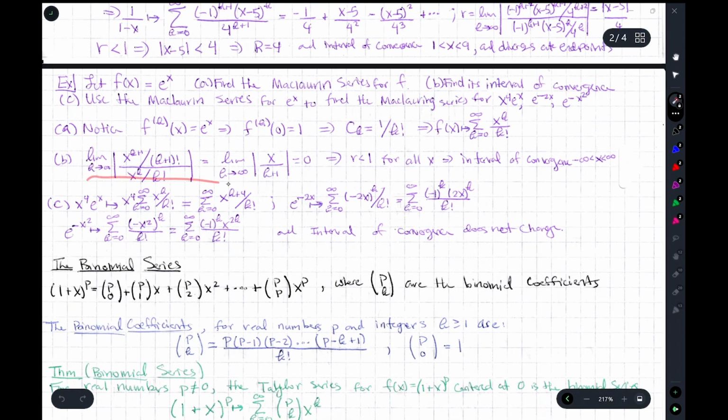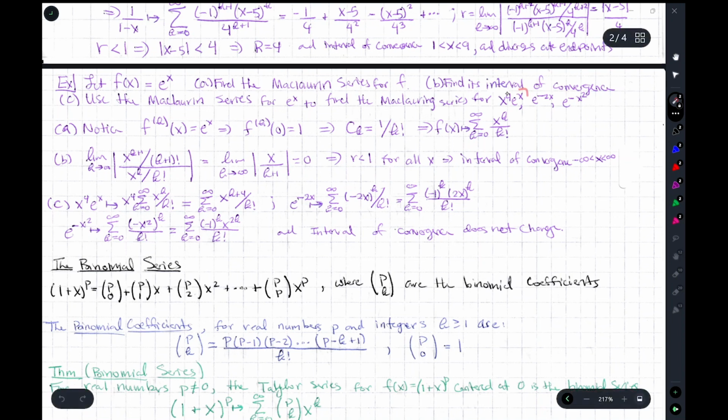So let's check the convergence. We'll do the ratio test. We get 0. It's always less than 1 for any x, and so the interval of convergence is minus infinity to infinity. Now, we know that the Maclaurin series will converge on that real line, but what will it converge to? Okay, and you want to say that it'll converge to e to the x, and we'll answer that question in a little bit.